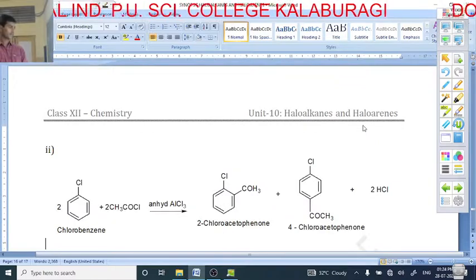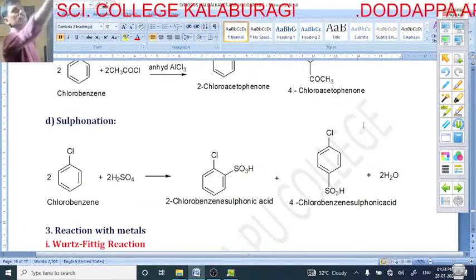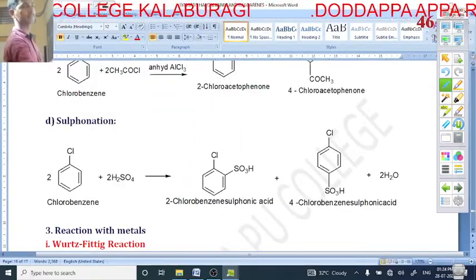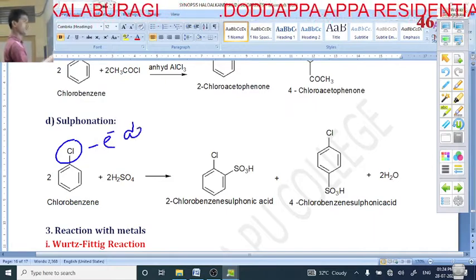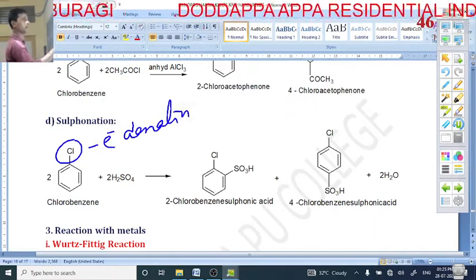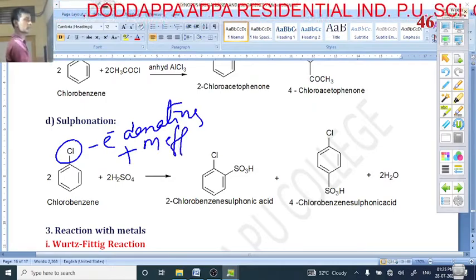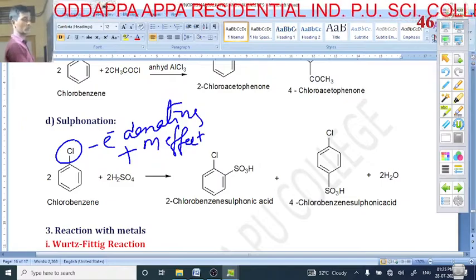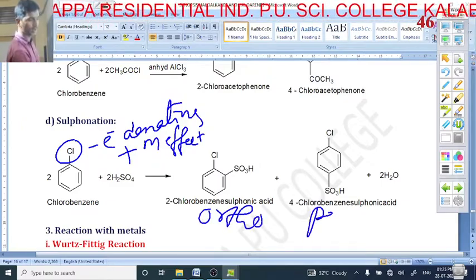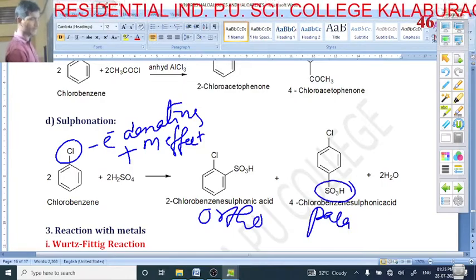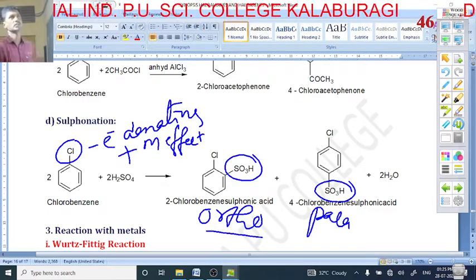Next. Same, it gives two products. Even sulfonation gives two products. So this is the chlorobenzene. It is electron donating, with the same plus M effect. Two products: one is ortho, another one is para. So SO3H is on the para position, and here the SO3H is on the ortho position. It gives two products.